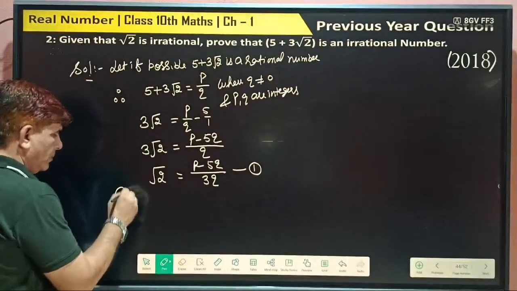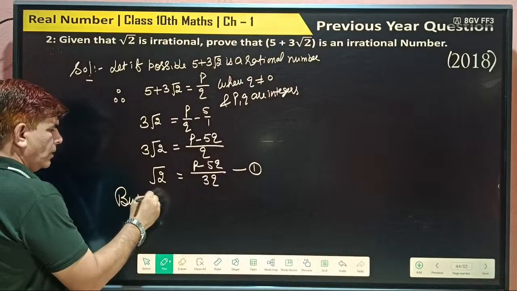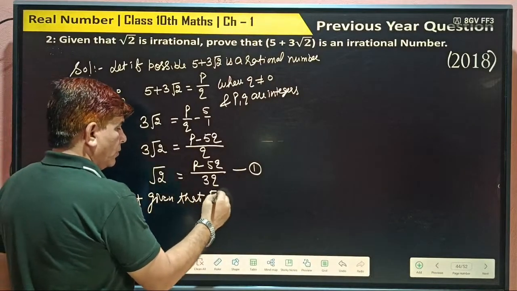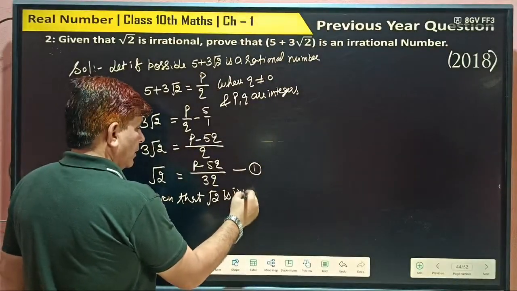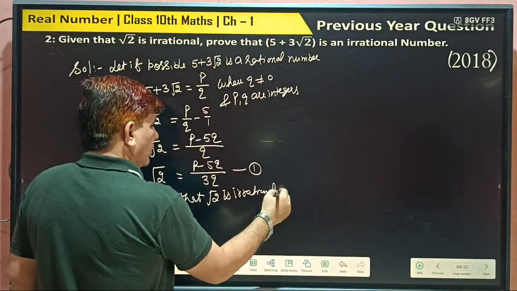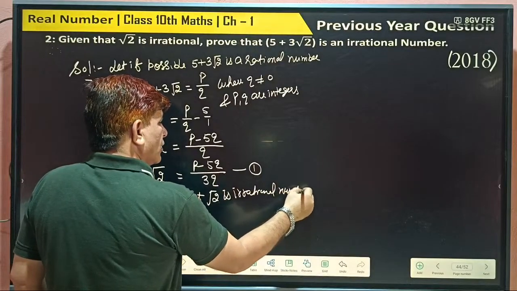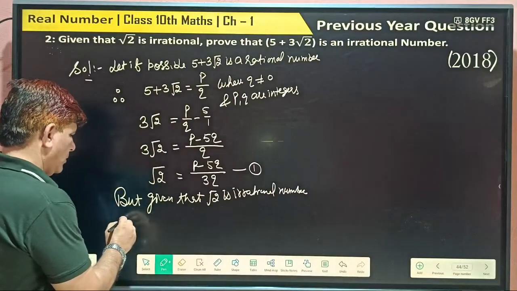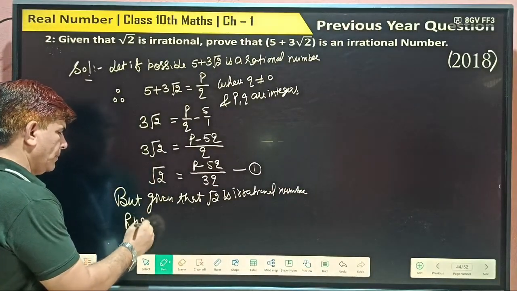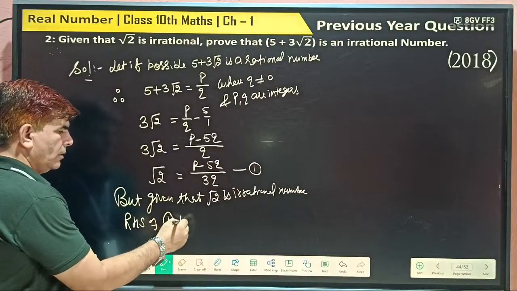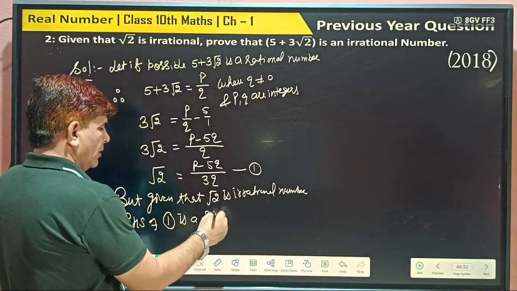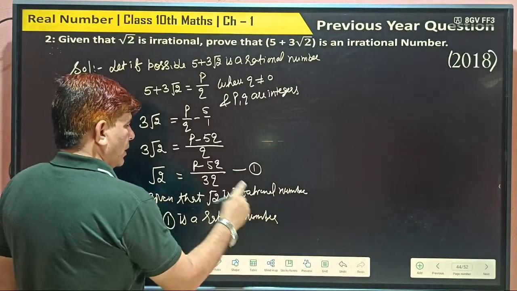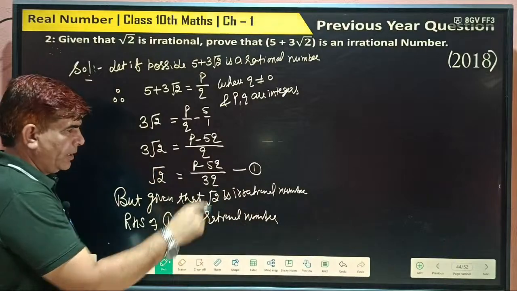But given that under root 2 is an irrational number. RHS of first is a rational number. RHS of first is this. It is a rational number.